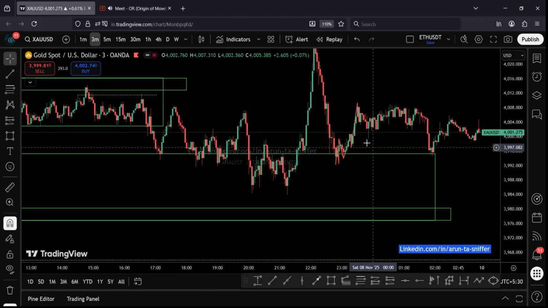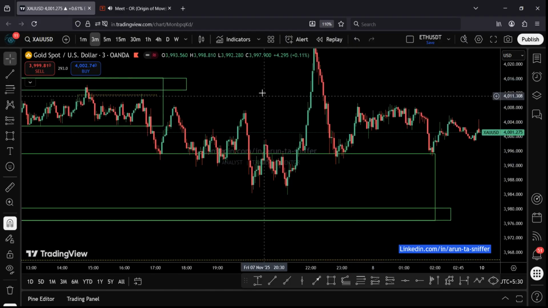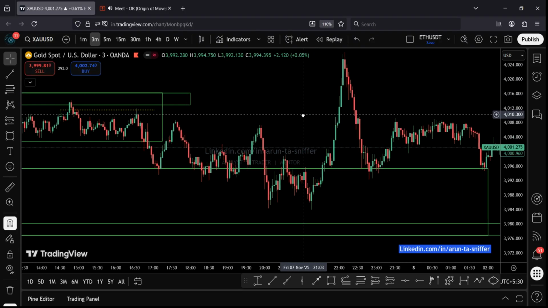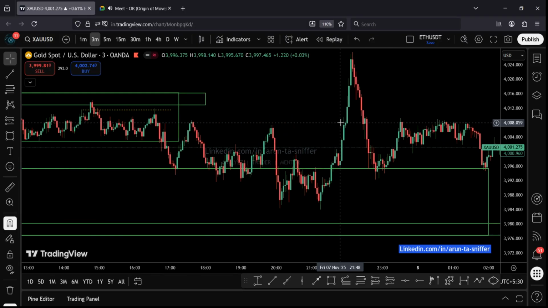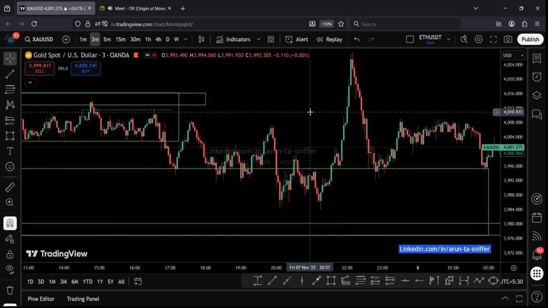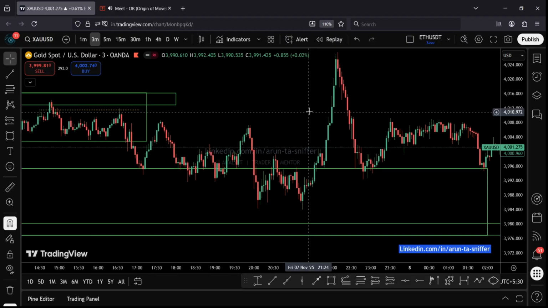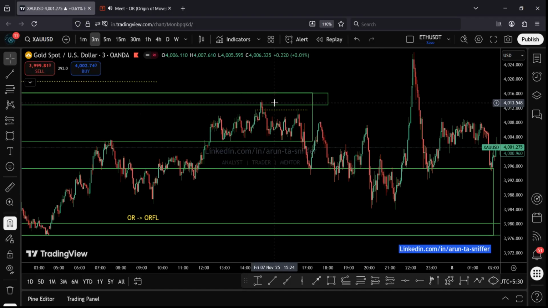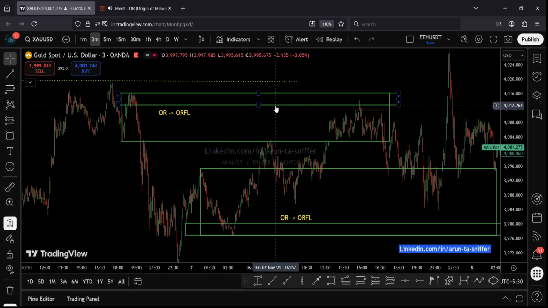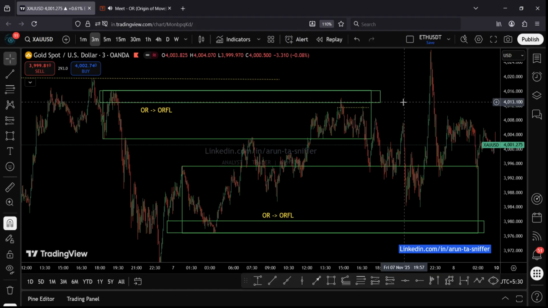Don't worry if you could not enter at some places. This happens in real trading. That is the difference between real trading and analysis. Okay. So we understood ORFL and origin of move and ORFL. Both we got right. So now we will focus on ignored QM.